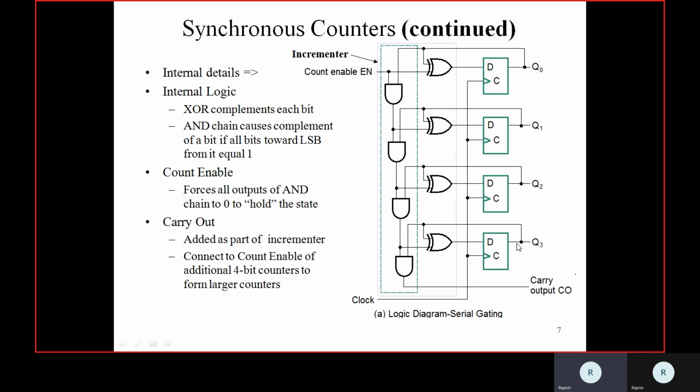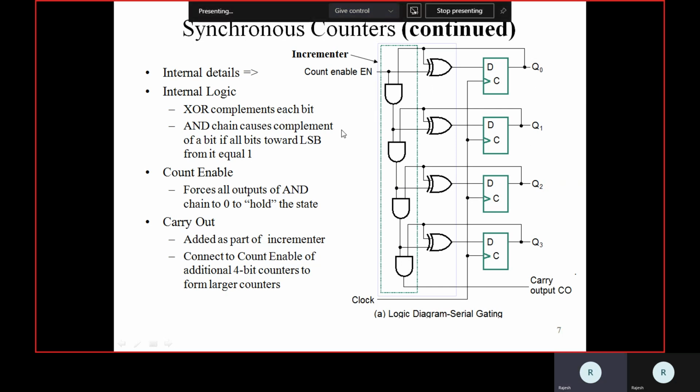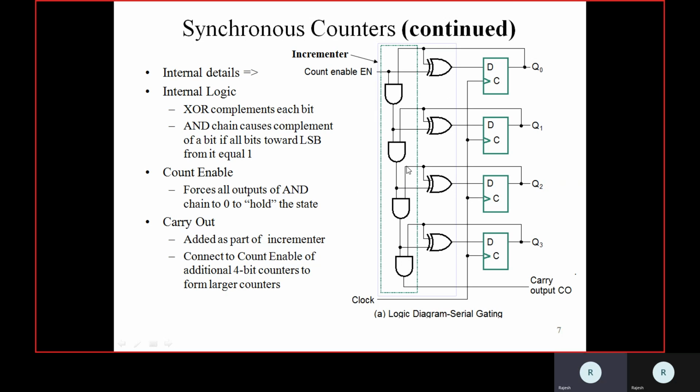So initially Q3, Q2, Q1, Q0 were all zeros. Now it becomes 0, 0, 0, 1. And for one more clock, it becomes 0, 0, 1, 0, then 0, 0, 1, 1, then 0, 1, 0, 0, and so on, up to all ones. So that was done with the help of this incrementer logic.